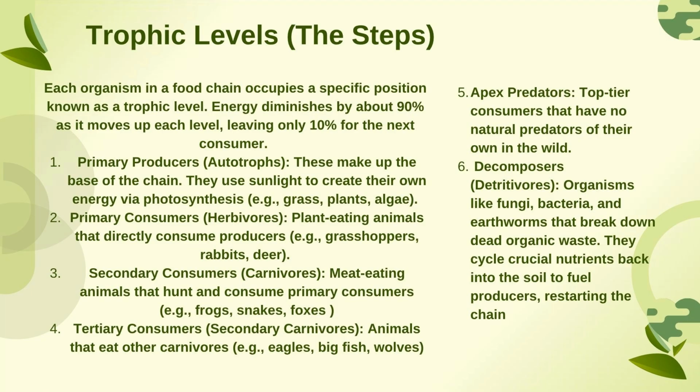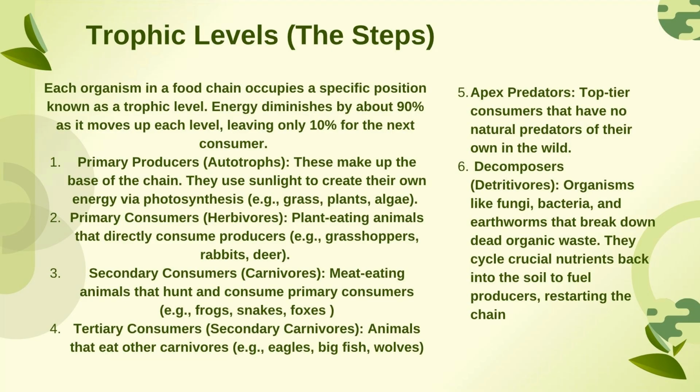Energy diminishes, that is, energy will be reduced about 90% when it moves up each level, leaving 10% for the next consumer. So first will be primary producers, that is autotrophs. These make the food. These make up the baseline of the chain. They use the sunlight and create their own energy via photosynthesis. Example: grass, plants and algae.